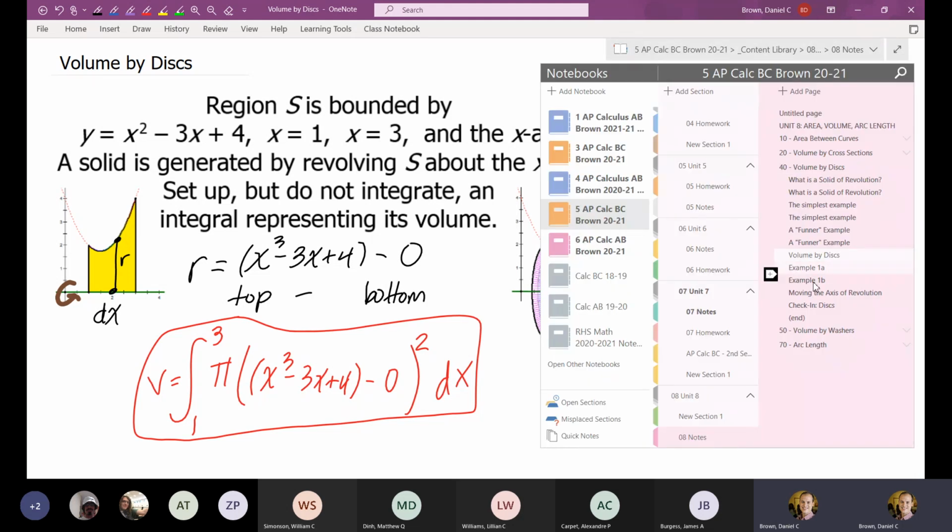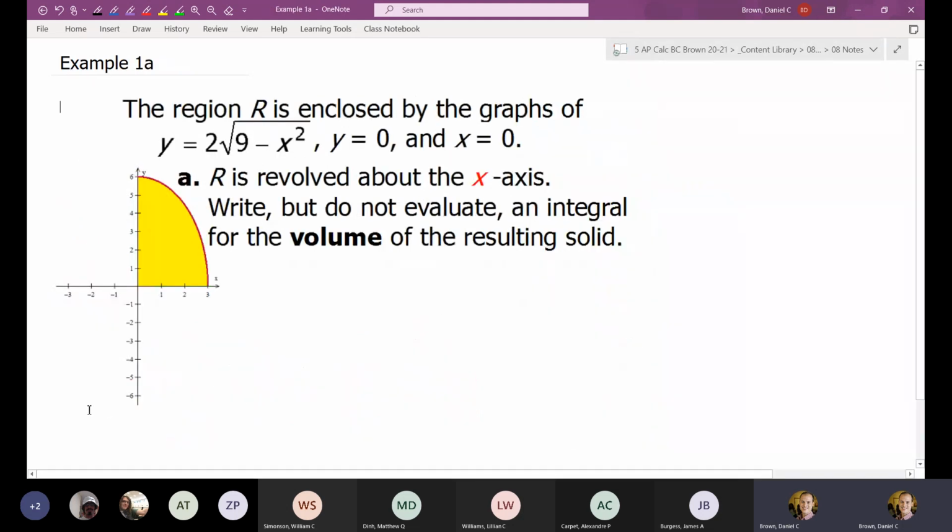Try this one for me. I had this example 1a. If you finish it before I go over it, the next one is just us doing it around the other axis. But I have region capital R enclosed by the graphs of y is equal to 2 root 9 minus x squared, and that is graphed for you. Y equals 0, which is the x-axis, and x is equal to 0, which is the y-axis. So we can see that region in yellow.